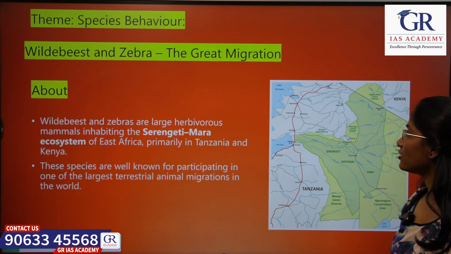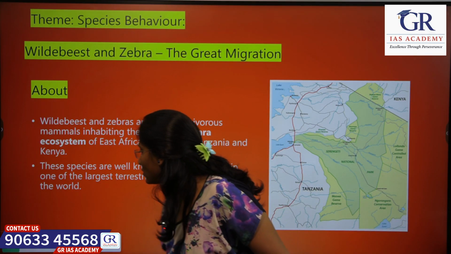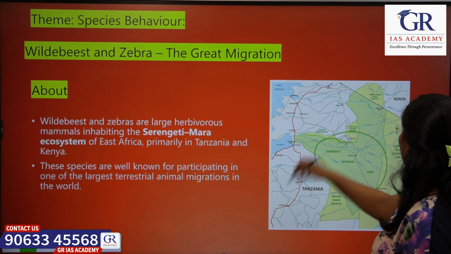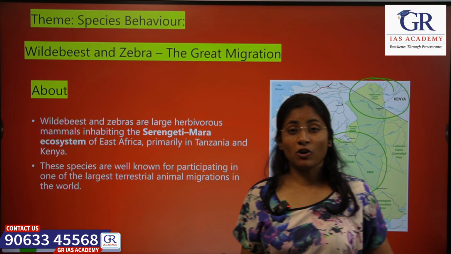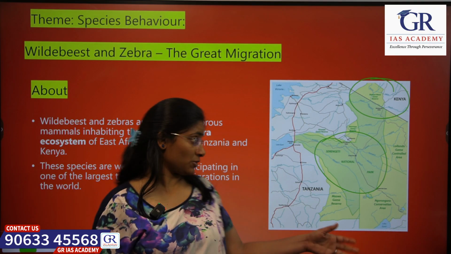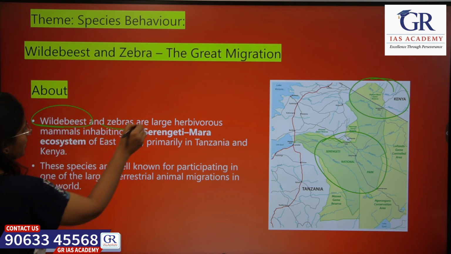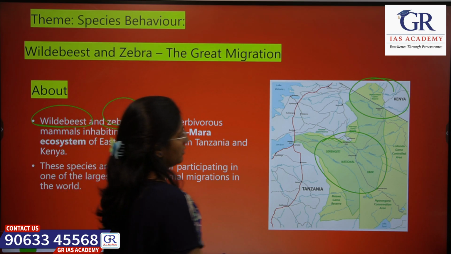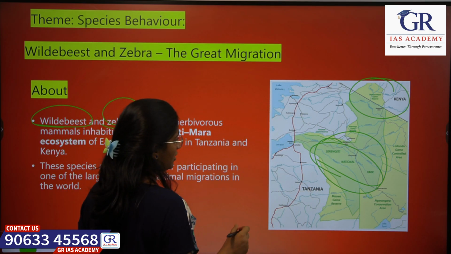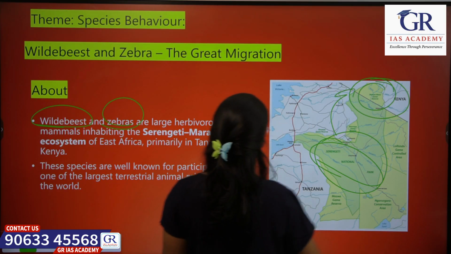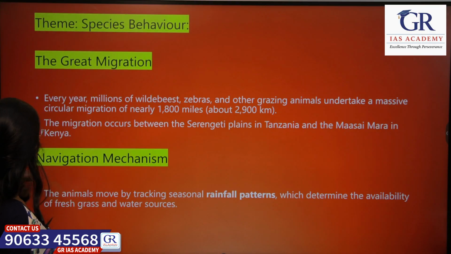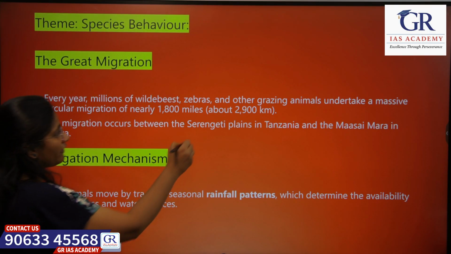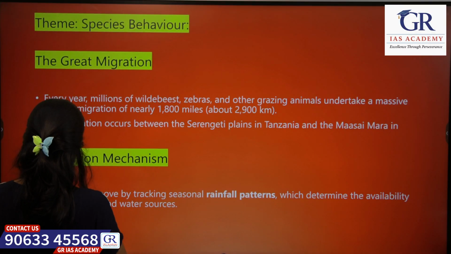Next comes our great migration. The great migration occurs between the Serengeti plains and the Masai Mara region of Africa. What animals travel from this place to that place? Wildebeest and zebra, from the Serengeti plains of East Africa to the Masai Mara region. This is one of the largest migrations in the world, and every year they travel around 2,900 kilometers.